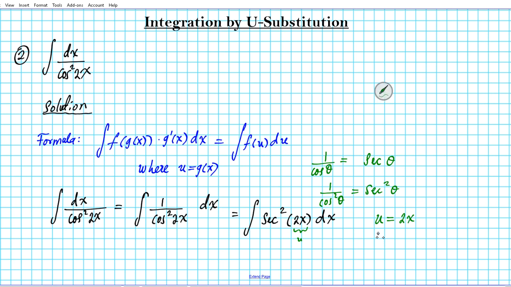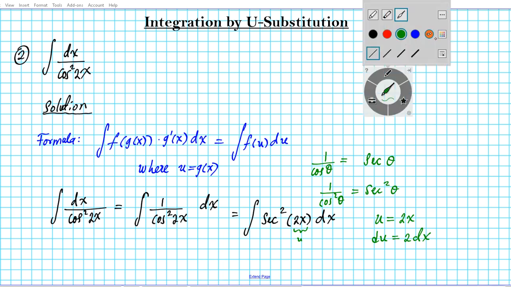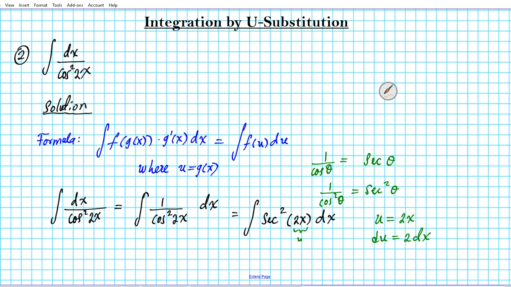Then what is du going to be? We differentiate both sides with respect to x. So we have du dx is equal to 2. Multiply both sides by dx. You have du is equal to 2 dx. Alright, so now do we have a perfect match for our substitution? Let's take a look at what we have here. We have du is equal to 2 dx, and over here we have dx. Do we have a match? The answer is no. We have a mismatch. Why? Well, we have 2 dx here, and this is just dx by itself.